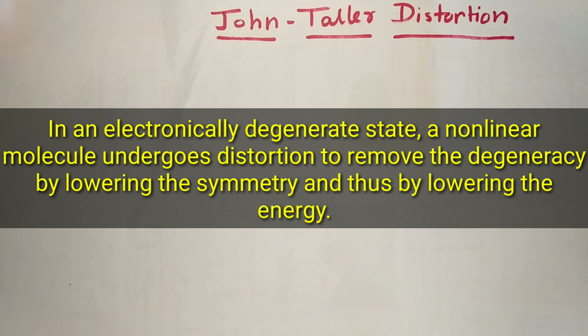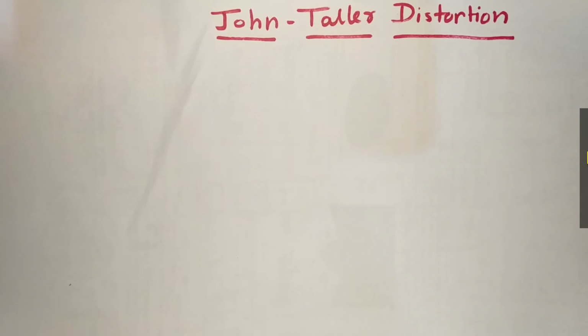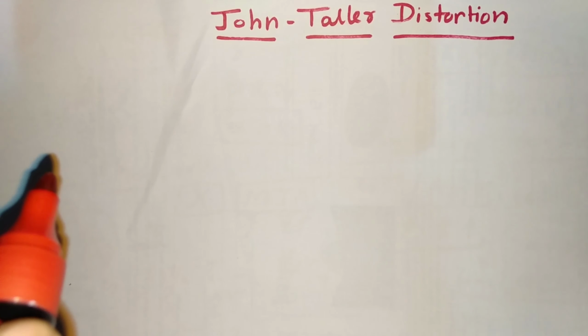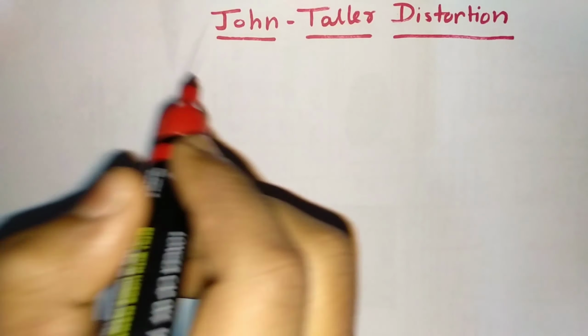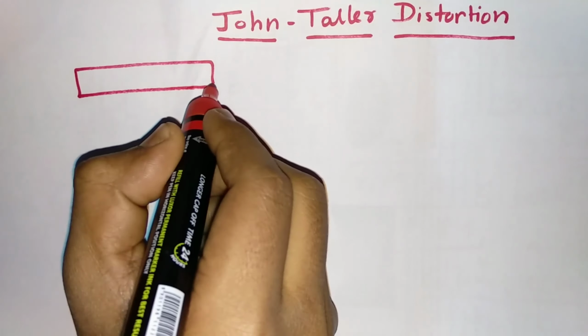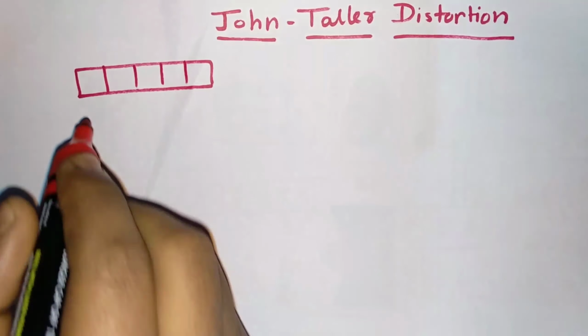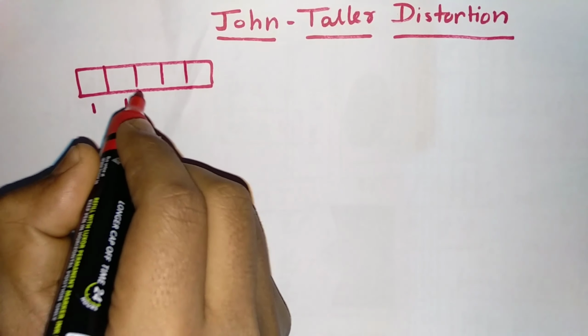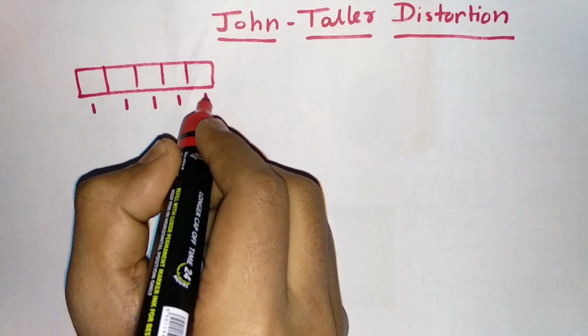So the first point is, what is an electronically degenerate state? Actually, an electronically degenerate state is all about systems which are at the same energy. So degenerate state means the state or the system which has the same energy. So let's take an example. Say these are the 5d orbitals: dxy, dyz, dzx, dx square minus y square, and dz square.